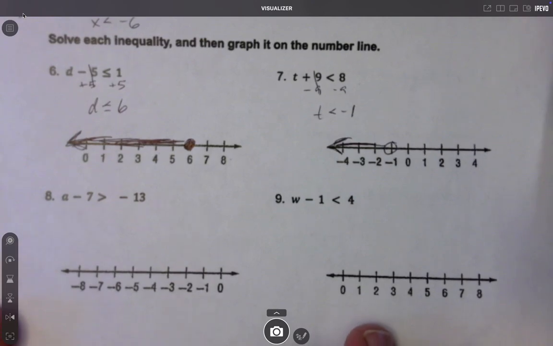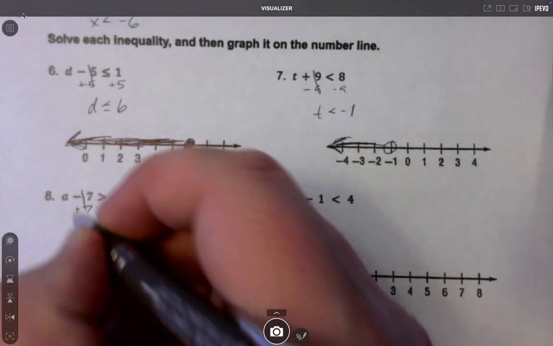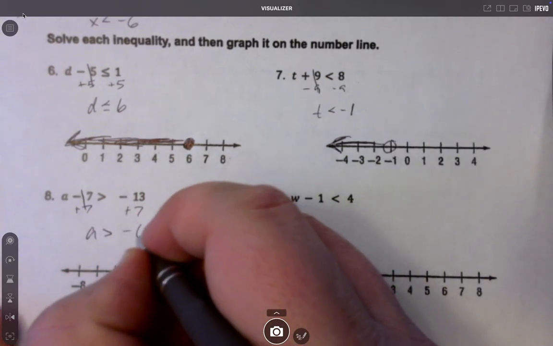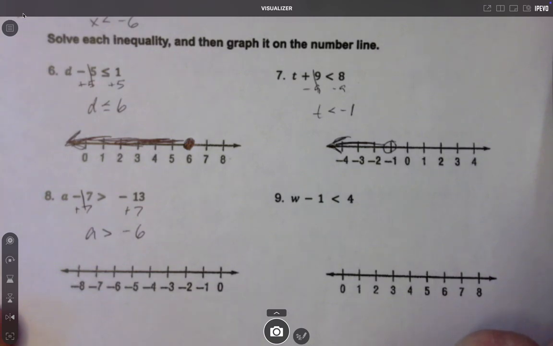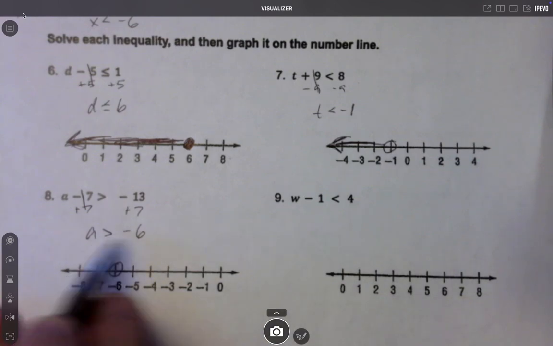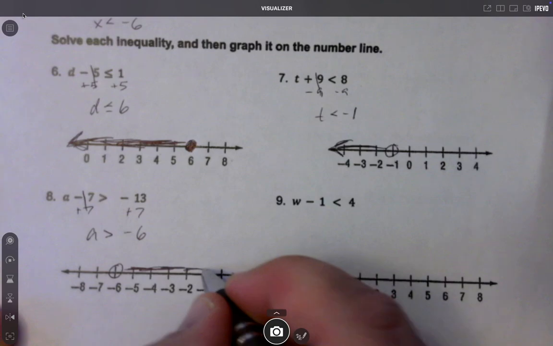8, a minus 7. The opposite of minus 7 is plus 7. So we add 7 to both sides, and we get a is greater than negative 6. So put an open circle, because there's no or equal to, on negative 6, and we shade that direction, because it's greater than, so we shade it to the right.